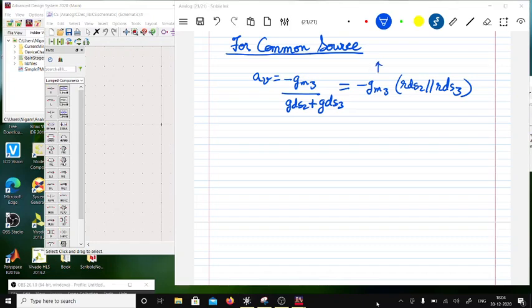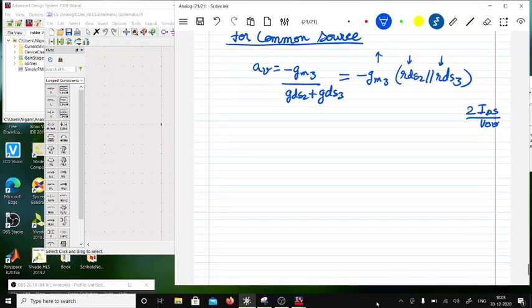Now, if the GM goes up, RDSs will go down, because to take the GM up, GM is basically twice of IDS by V overdrive. So if you take GM up by increasing IDS, then the RDS is going to go down, as we have discussed earlier, right? So that's the issue. Now, V overdrive can be fixed with the size of a transistor.